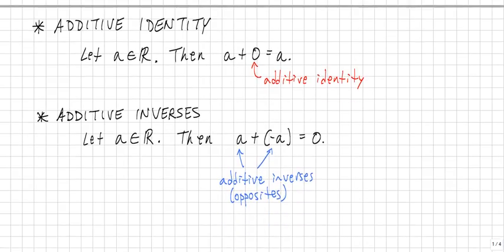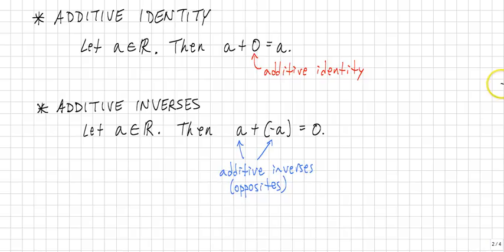All right, so some more vocab. In addition, when we're working with addition, you can add 0 to any real number and it doesn't change the number. So any real number plus 0 will equal itself. And because of this, 0 is called the additive identity. So for addition, if you add 0 to any real number, you just get the number back. So A plus 0 is A, and that's for any real number.